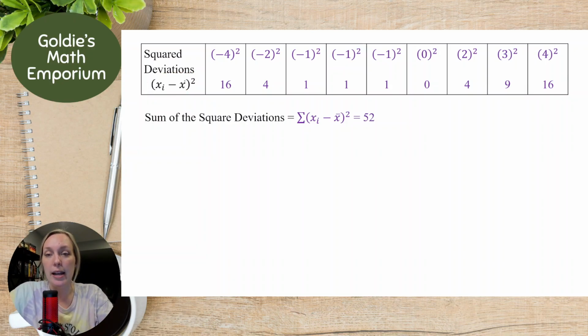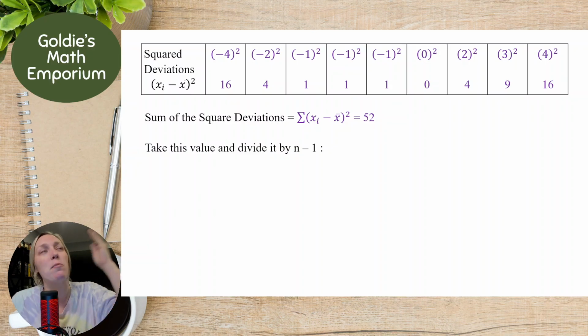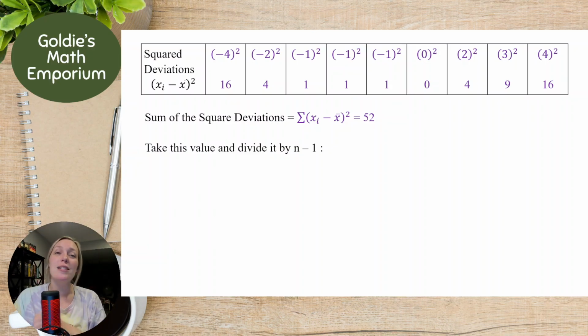Okay, so I have 52, and then I'm going to take this value and divide it by n minus 1. Now, normally we divide by n to find the average, right? You're going to have to hold my hand and trust me when I tell you you're going to divide by n minus 1 here. And I'm not going to explain the reason why. We're not going to get into it right now. The reason behind it has to do with a little bit more advanced math than we're ready for. Just follow me and go with me. I know we normally divide by n, but just n minus 1 in this case.